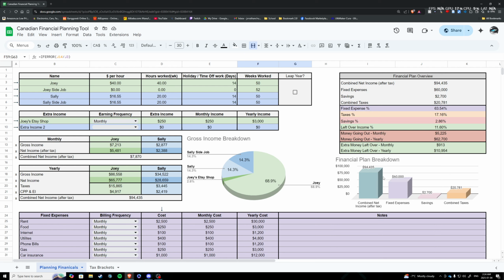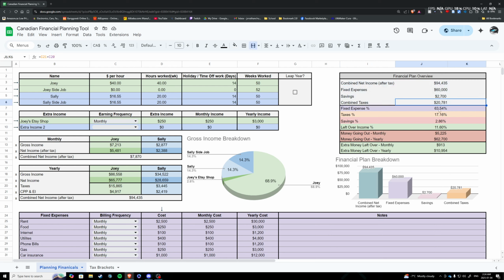Moving on, we have our little financial plan breakdown. So again, you can see our 94K is here, and then we have 60K of expenses, 27 are savings, and we are paying 20K in taxes. And again, you can find that same information just like in plain sight right here.